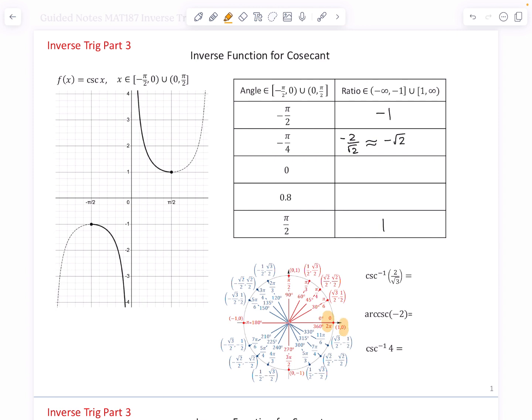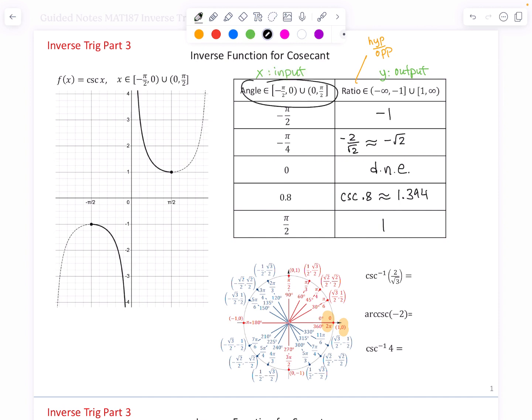At the angle 0, that's this position of the unit circle, the sine is 0 and we cannot reciprocate 0, which is why we have our vertical asymptote when x is 0. And then at angle 0.8 radians, use a calculator, and we get about 1.394. Now keep in mind that all of these outputs are ratios. And for the cosecant, that ratio would be the reciprocal of sine. Sine is opposite over hypotenuse, so cosecant is hypotenuse over opposite.